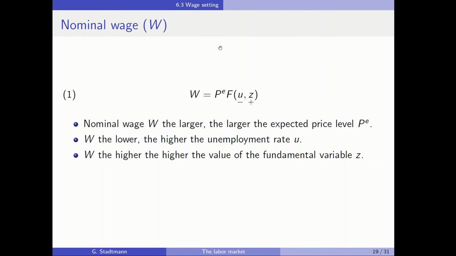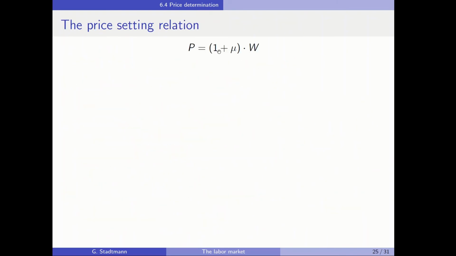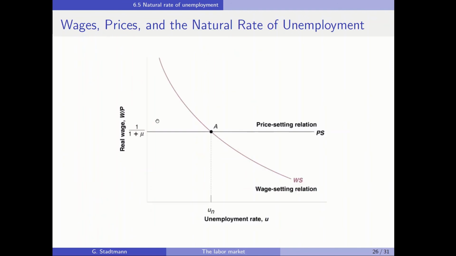In the last part of this chapter, we would like to derive one model and display this model in a diagram where we have the real wage on the vertical axis and the unemployment rate on the horizontal axis. You can see here that the wage setting relationship plays a role and the price setting relationship also plays a role. So WS, that's the wage setting relationship, PS is the price setting relation. In the intersection of these two curves, we can determine two endogenous variables. So the real wage is endogenous and also the unemployment rate is an endogenous variable. Let's have a look at how we can derive these two curves.